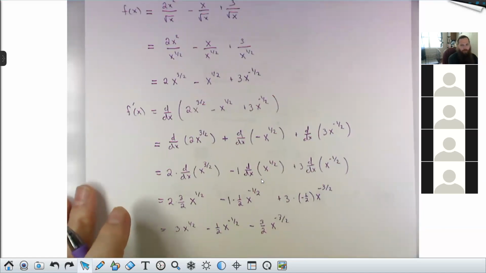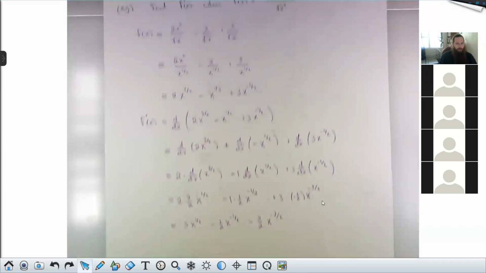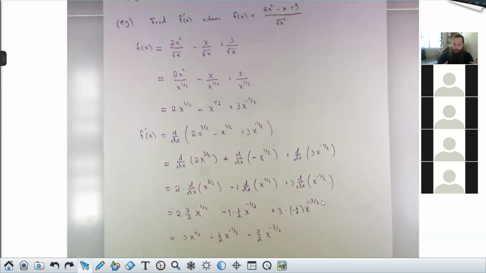And once you get comfy with this rule, you won't feel the need to write out every single step like this, right? You see that, oh, the constant just comes along for the ride, and then I differentiate this piece. And here the constant comes along for the ride, and the derivative of x to the negative 1/2 is this piece. So yeah, we can differentiate any polynomial, but more than that, we can differentiate any function that can be written as a sum of power functions with constant multiples. And that includes stuff like this.